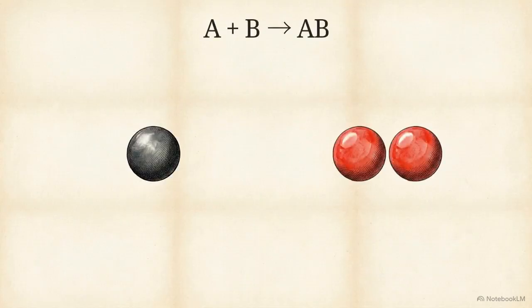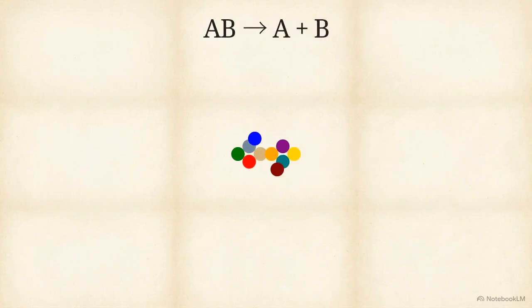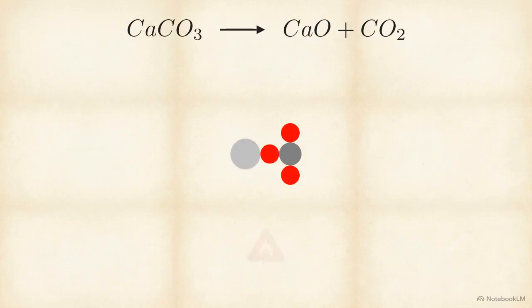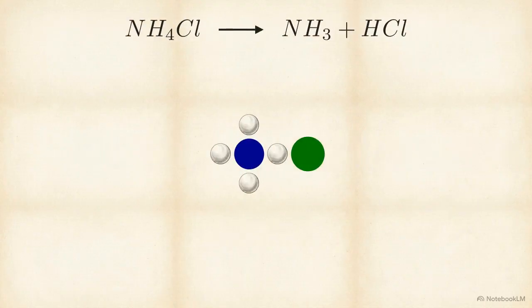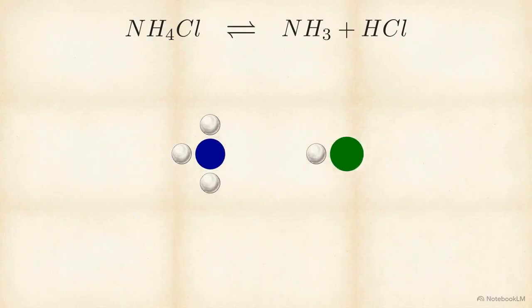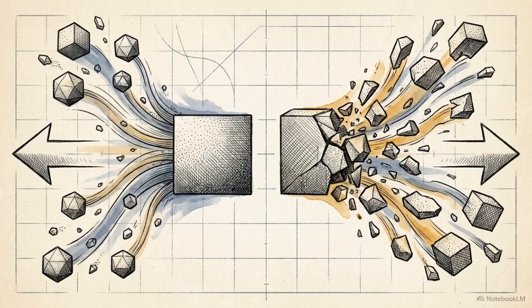First is direct combination, where two simple substances merge. For instance, burning carbon in oxygen synthesizes a carbon dioxide molecule. The second archetype is decomposition, where a complex substance breaks into simpler constituent parts. Thermal decomposition is irreversible. Heating calcium carbonate yields calcium oxide and carbon dioxide, which won't spontaneously revert. Conversely, thermal dissociation is reversible. Heating ammonium chloride separates it, but the parts recombine when cooled. Combination and decomposition represent two foundational directions of chemical change, assembly and disassembly of matter.